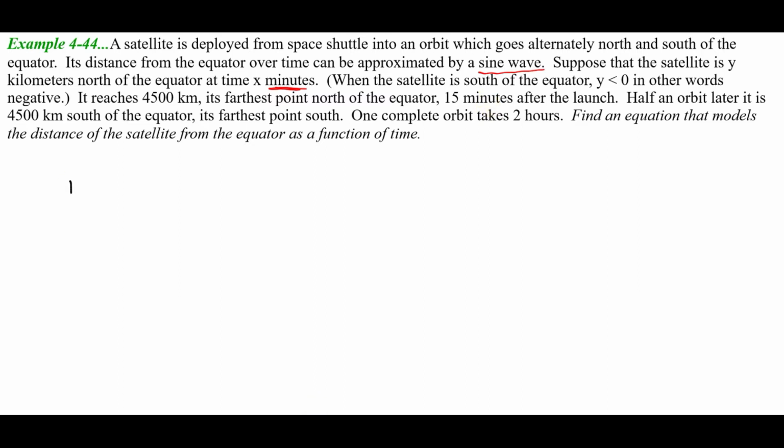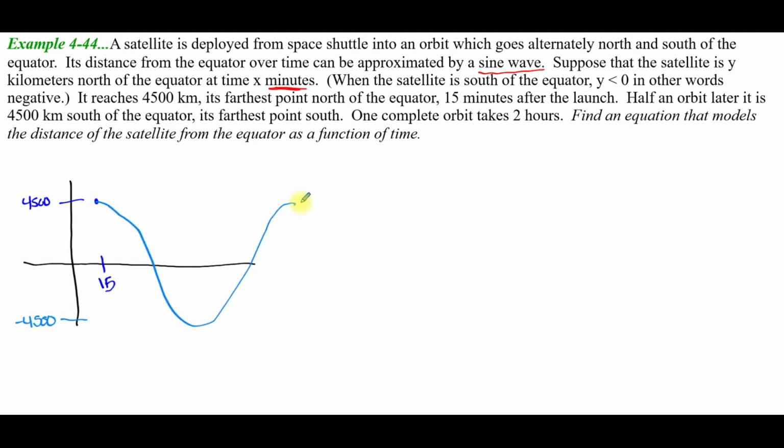So again, if I just want to think about a graph here. 15 minutes after launch, we're hitting our maximum, which is 4,500 kilometers north. Half an orbit later, it hits 45 kilometers south, its farthest point south, so now we know that that's our minimum. So negative 4,500 is going to be my minimum. So my graph's going to look something like this.